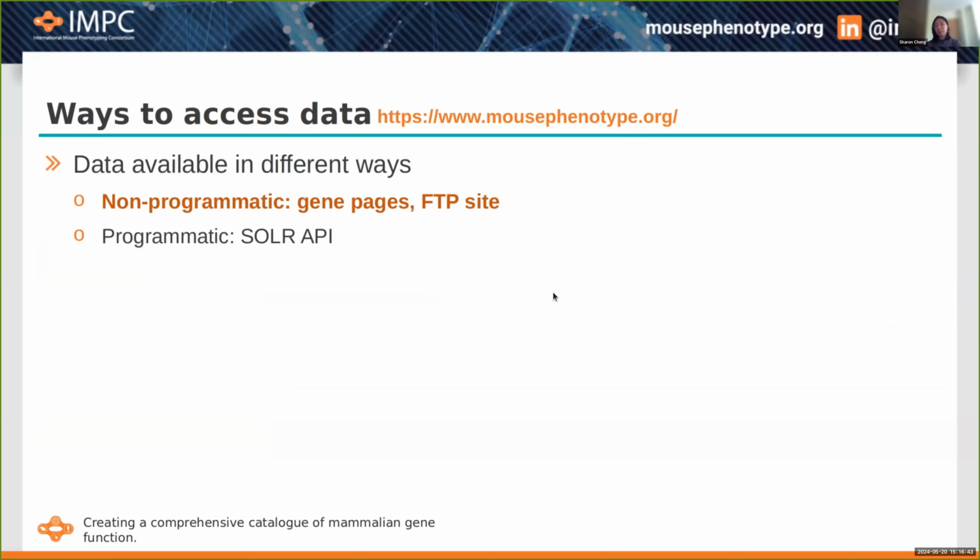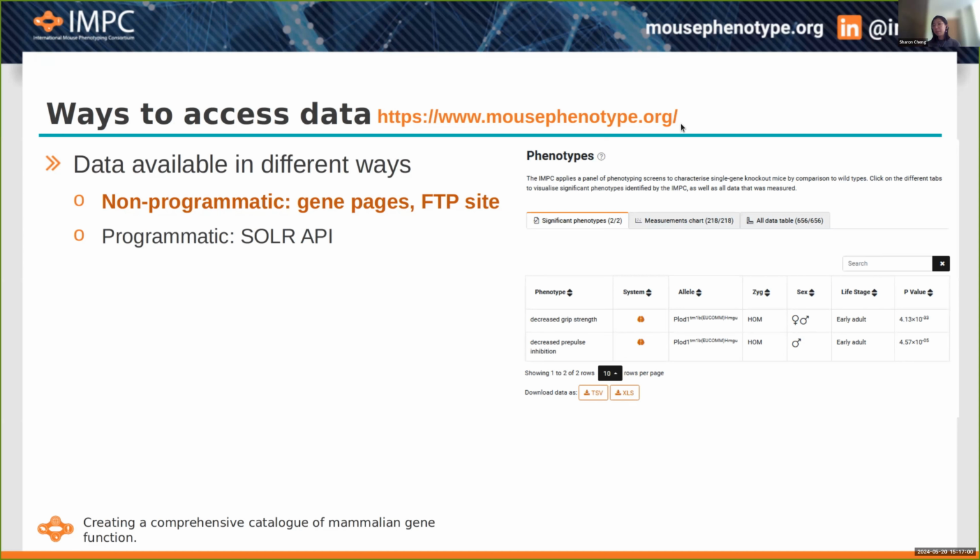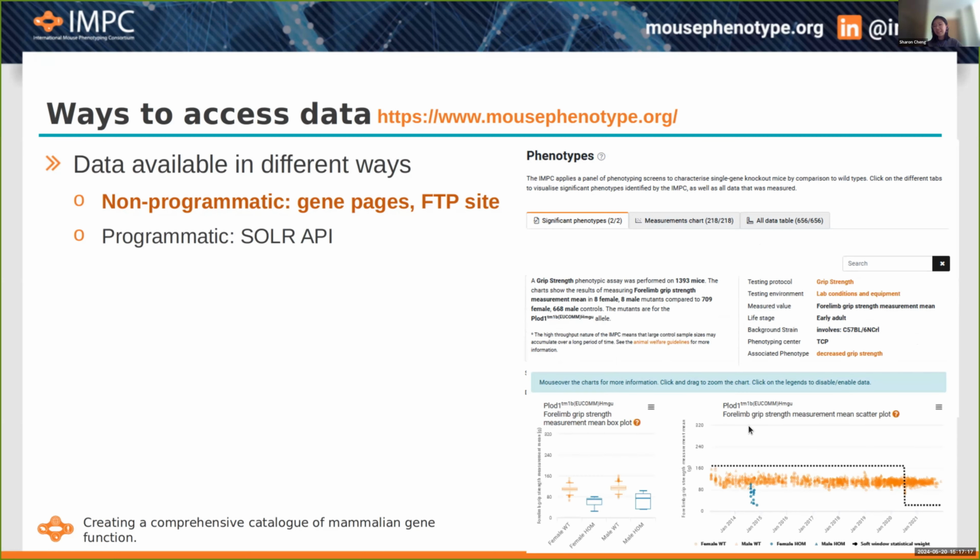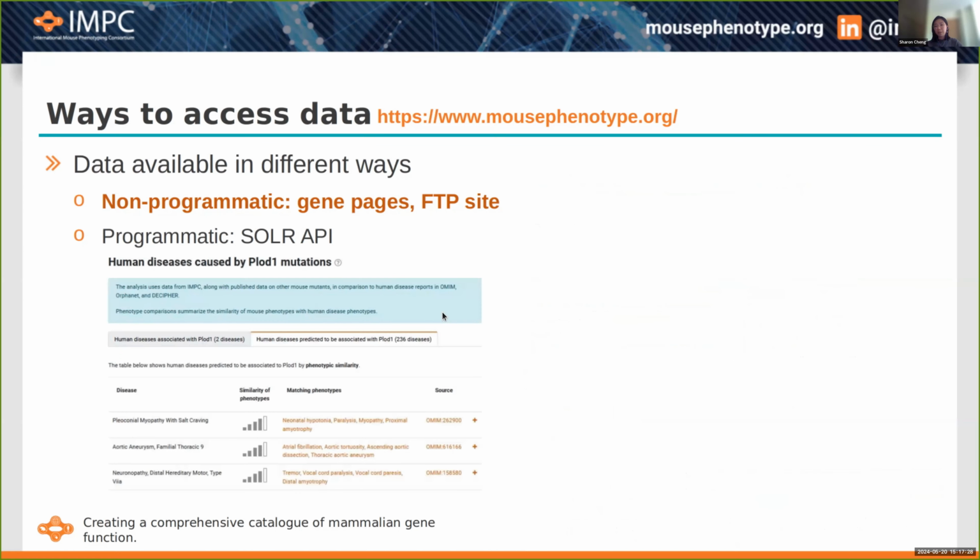There are different ways that you could access the data. For non-programmatic data access, you could find the data through the IMPC page or the FTP site. The image on this slide shows how to access data through the IMPC page. Once you are on our main website, our search engine will bring you to a gene page for an individual gene. Once you enter the gene page of your gene of interest, you click onto one of the phenotypes under the phenotype section. That will bring you to the chart page, and the chart page will show the data in more detail. The gene page also includes data related to human disease association, which is shown on the image here.